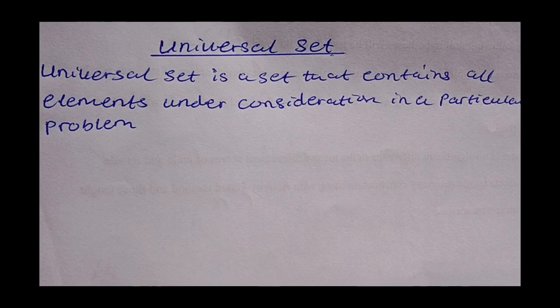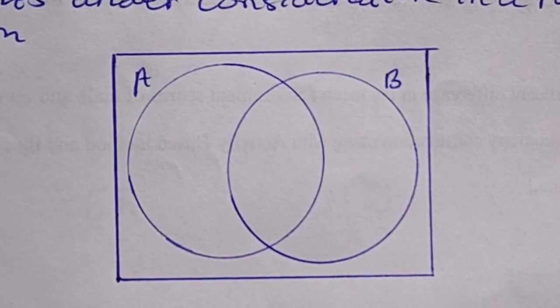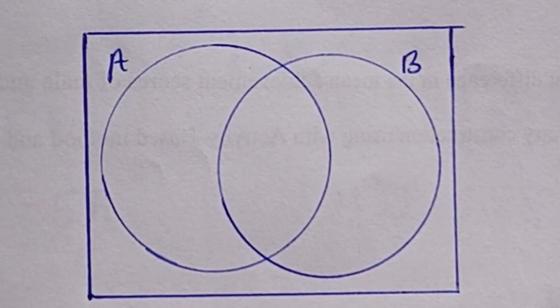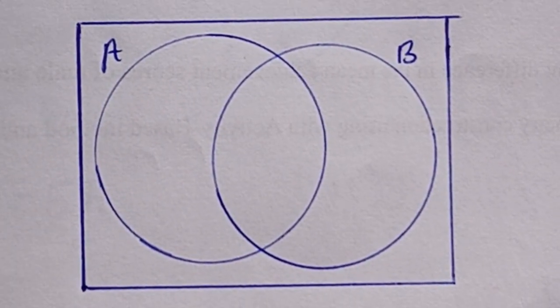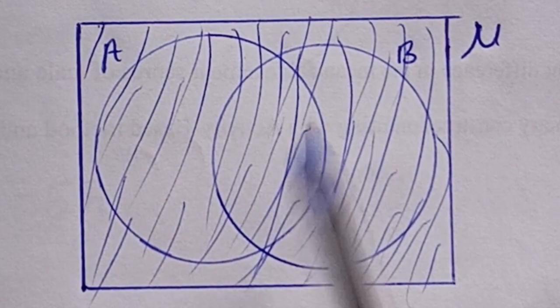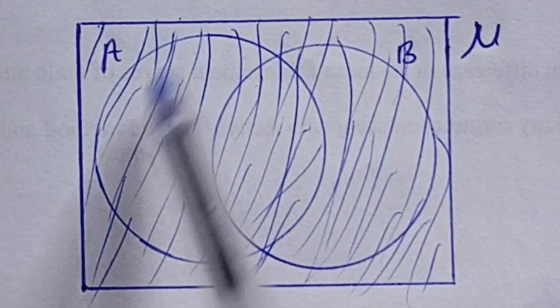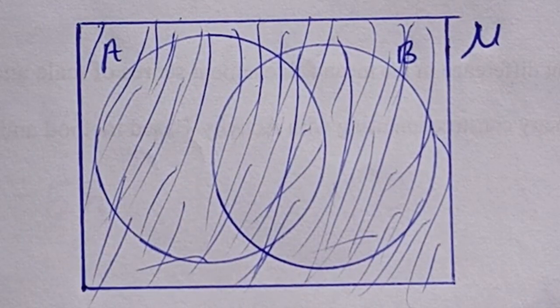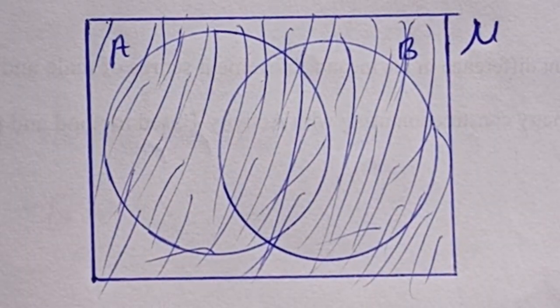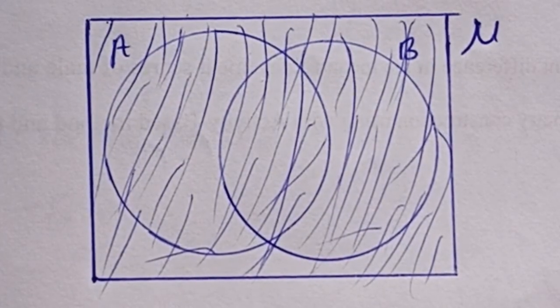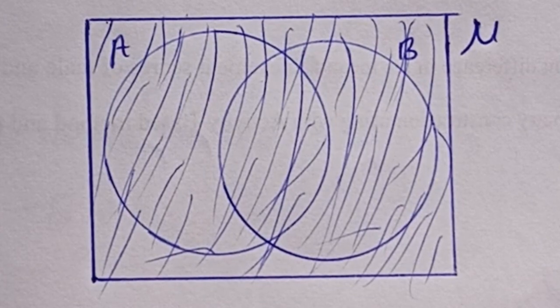Let's look at the diagram of a universal set. In this diagram, let's say we have a set A and B. Now, the universal set will be, all these are what? The universal set. The shaded part is the universal set. All the elements inside this square or inside this set is called the universal set.